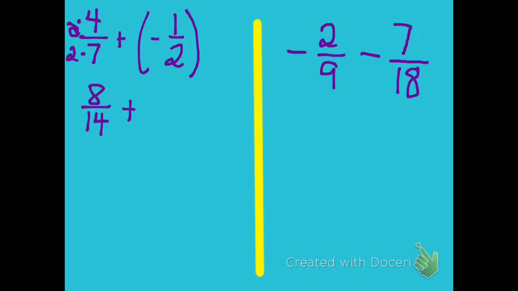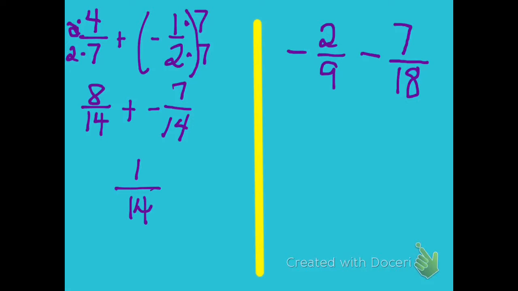Plus, then you're going to do the other one. You're going to change it to 14. What you're multiplying on this one is by 7. So 1 times 7 is 7. And this one is negative. So now, since they have different signs, you're just going to subtract. So 8 minus 7 is 1. The denominator doesn't change. And then go back and check your signs. 8 had the higher place value, and its sign is positive, so this is positive 1 over 14.